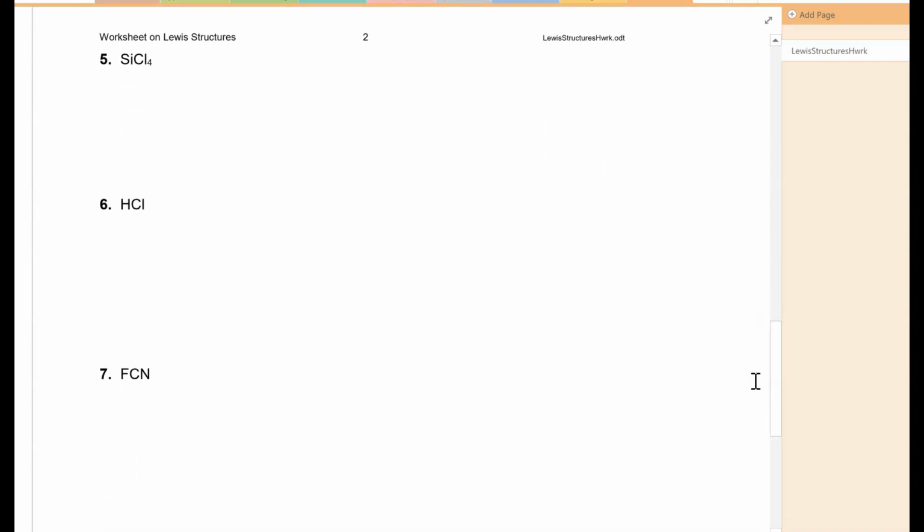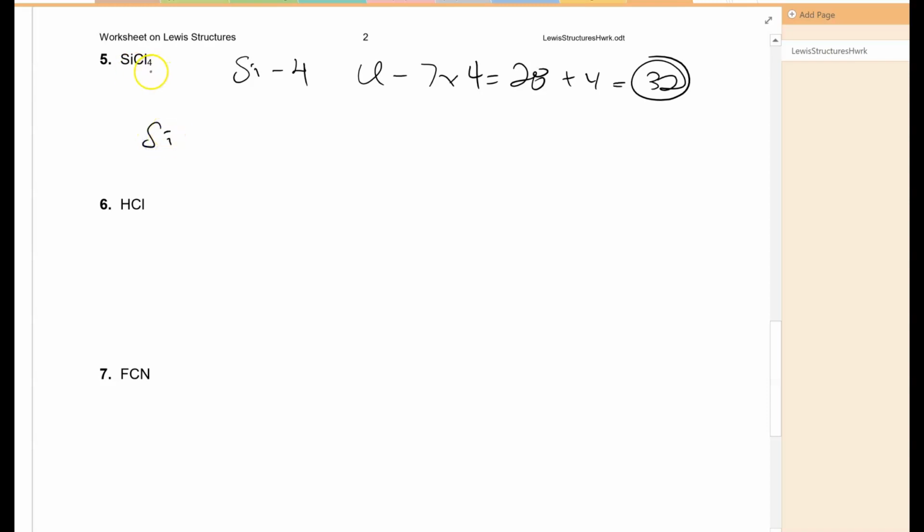Now, silicon tetrachloride. Silicon is a group 14 element, so silicon has 4 valence. Chlorine has 7. 7 times 4, you have 28 plus the 4, so 32 valence electrons that you need to work with. You put silicon in the middle. Since there are 4 chlorines, and remember silicon is a group 14 element, and they really like to share, right? And they like to make these single bonds for the most part. And then you have all the lone pairs.